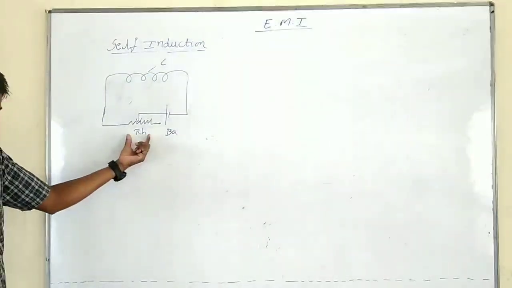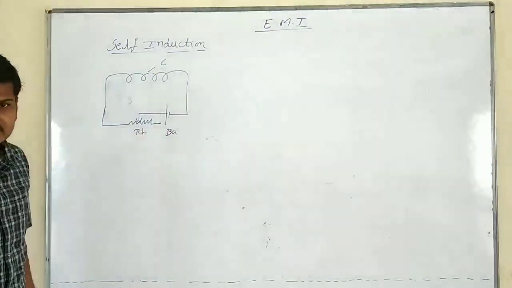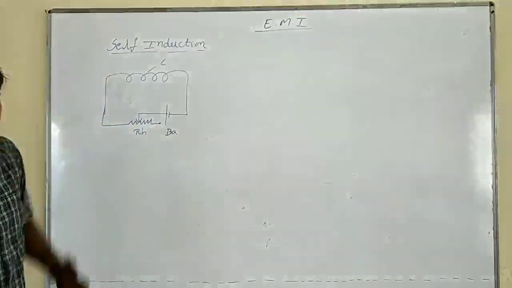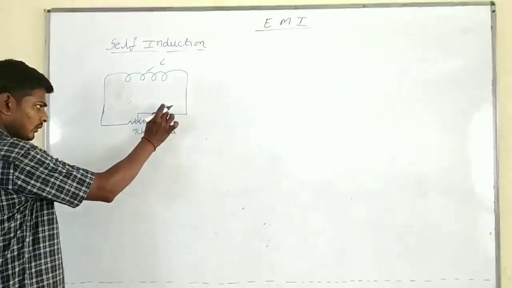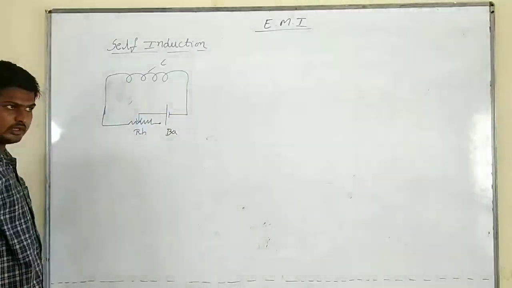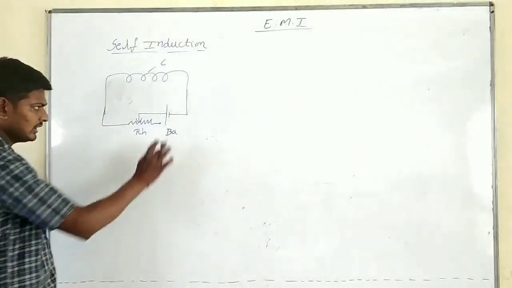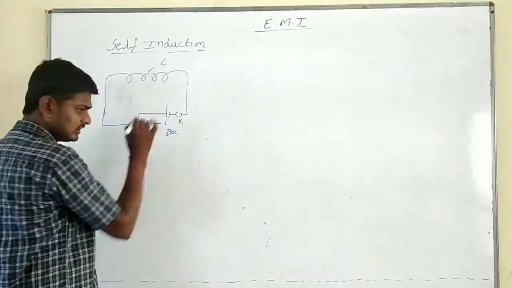Rheostat means, as people already know, a variable resistance. We can increase or decrease the resistance, and based on that, we can vary the current in a circuit. Here, when the battery is connected to the coil, I am going to switch on the circuit, or close the key.